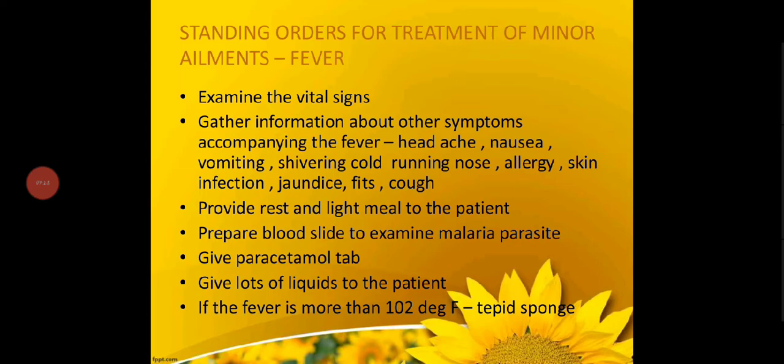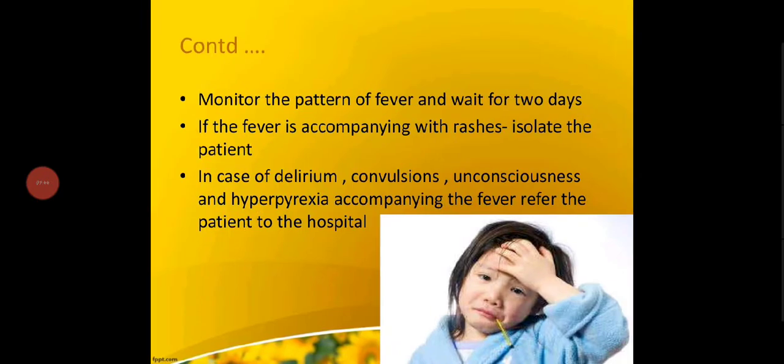Provide rest and light meal to the patient. Prepare blood slide to examine the malaria parasite. So you will go for the laboratory investigation. You will give the paracetamol tablet and lots of liquids. If the fever is more than 102 degree Fahrenheit, you will tepid sponge the patient. And monitor the pattern of fever and wait for 2 days for the pattern to be noticed. If the fever is accompanied with rashes, isolate the patient.